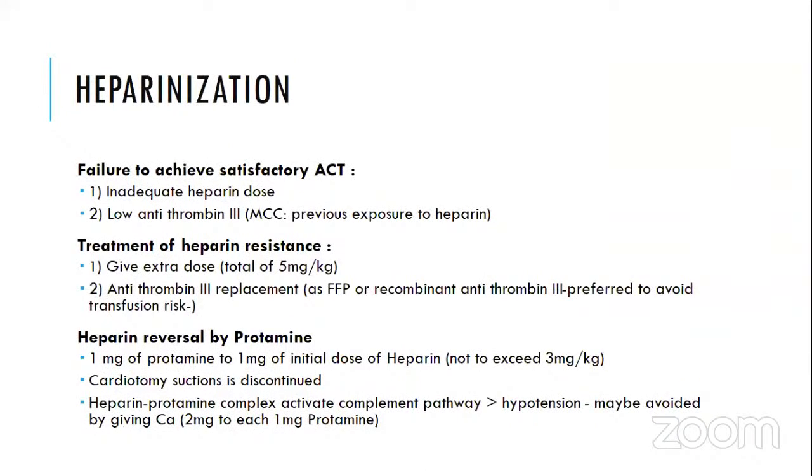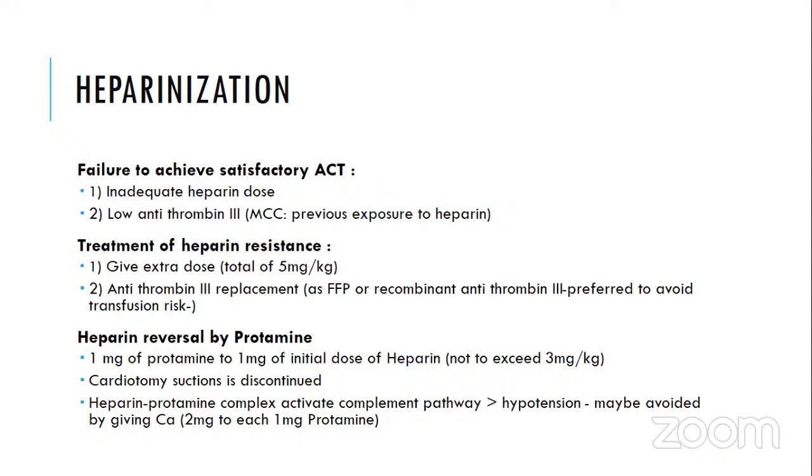Failure to achieve satisfactory ACT, from either inadequate heparin dose, low antithrombin 3, or heparin resistance, is most commonly caused by previous exposure to heparin. Treatment for heparin resistance includes giving an extra dose of heparin, a total of 5 milligrams per kg, and another modality, antithrombin 3 replacement, either by FFP or recombinant antithrombin 3, which is preferred to avoid transfusion risk.